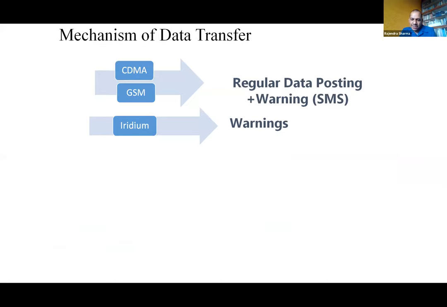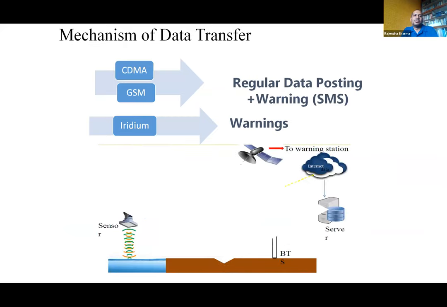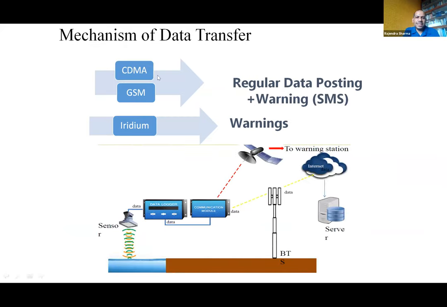So, mechanism of data transfer. This is the mechanism to show how the data are transferred from our station to the central server placed in the head office. So data is transferred by using CDMA and GSM mobile SIM cards for regular data posting and warning. And in some places which are very remote in high Himalayas, for example, in glacier lakes of Imja, Chorolpa, and in some remote places where there is no mobile phone connection, we use Iridium satellite phone for warnings.